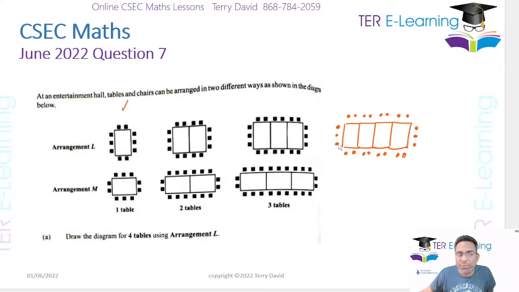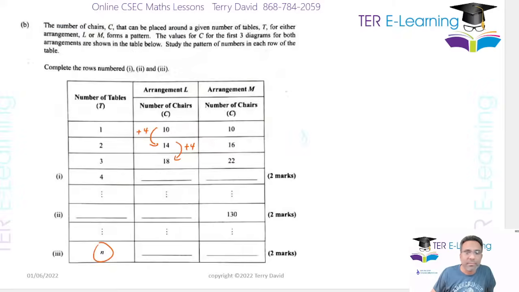According to our diagram, let's see how many chairs we had. We have 1, 2, 3, 4, 5, 6, 7, 8, 9, 10, 11, 12, 13, 14, 15, 16, 17, 18, 19, 20, 21, 22. So therefore, for this one here, I am getting 22. And to jump from here to here, you've added 4.